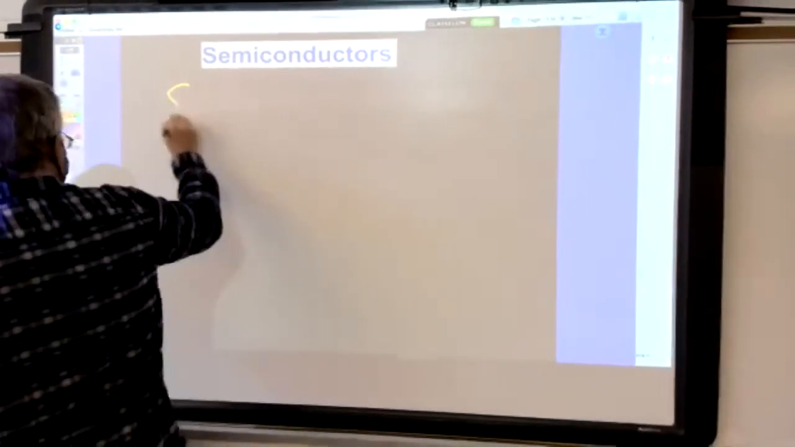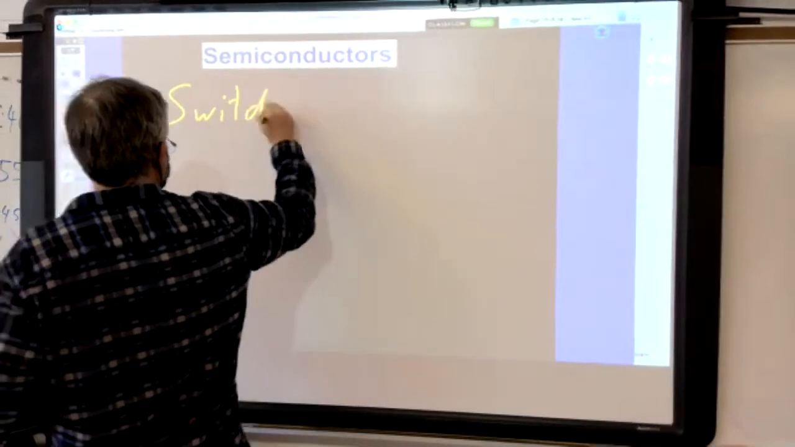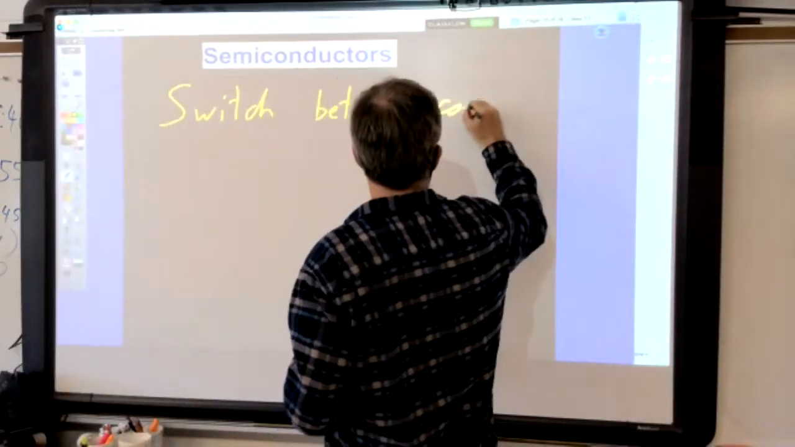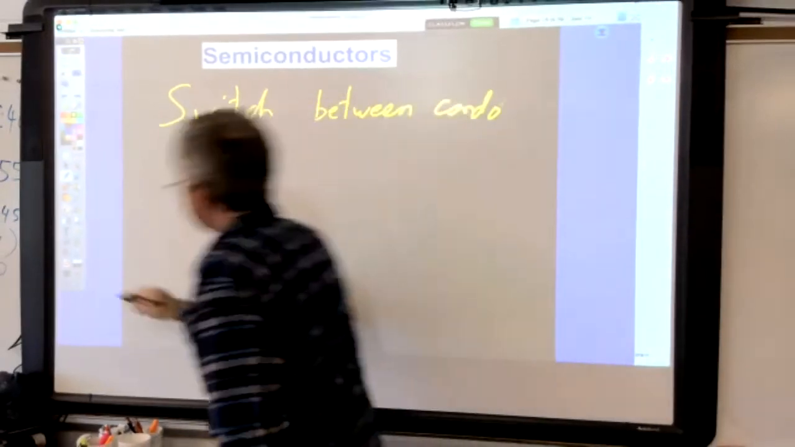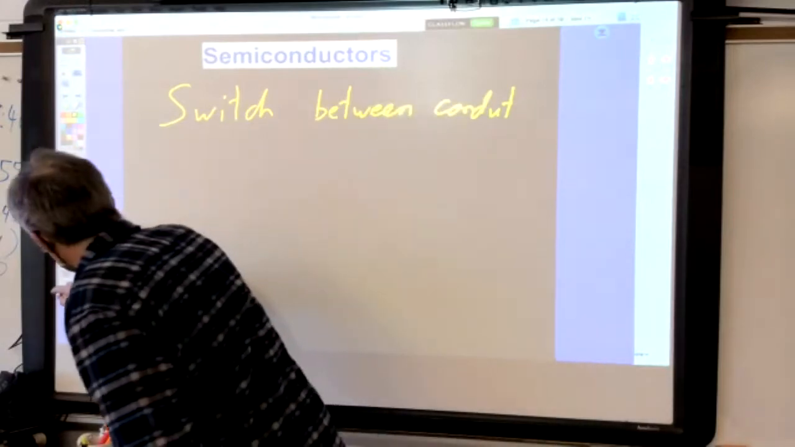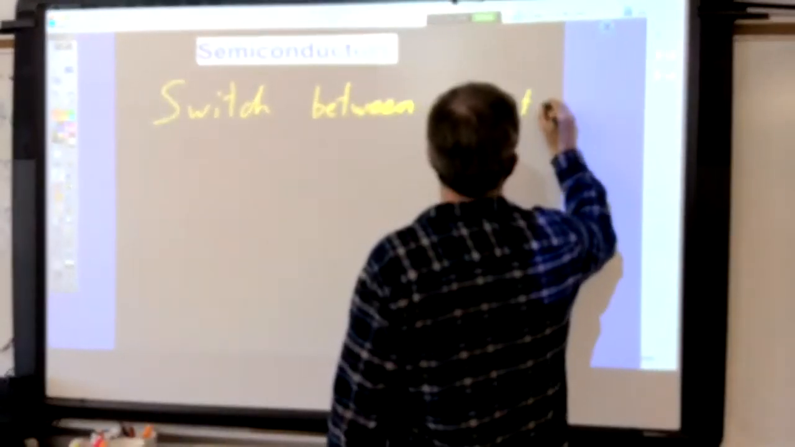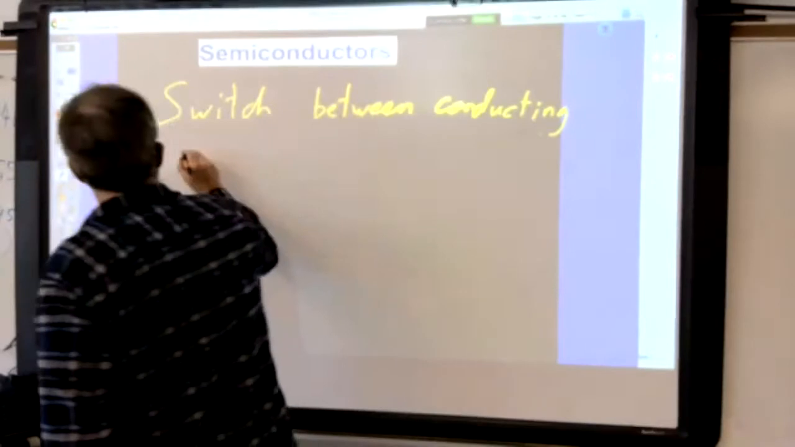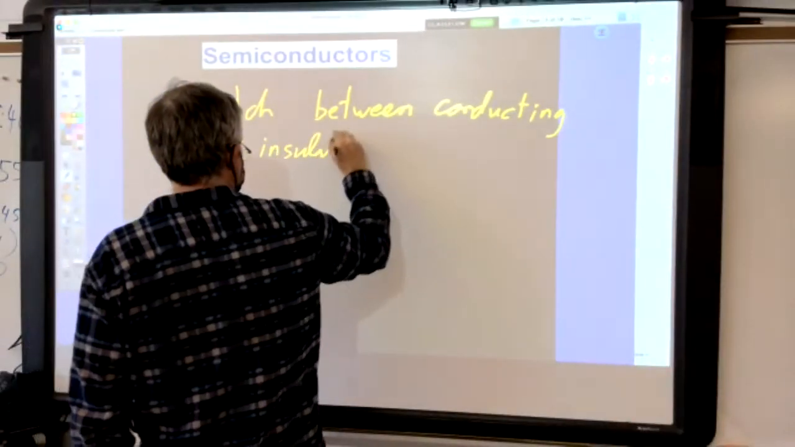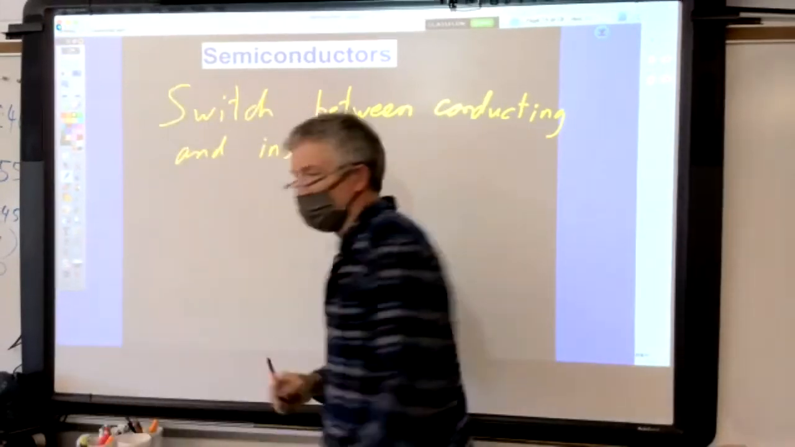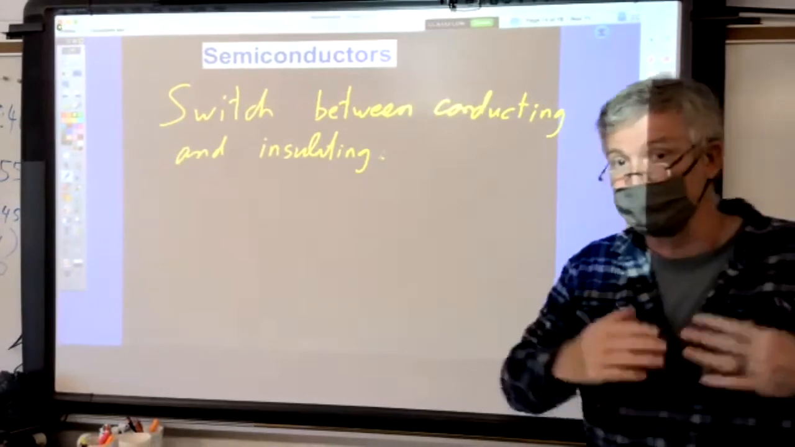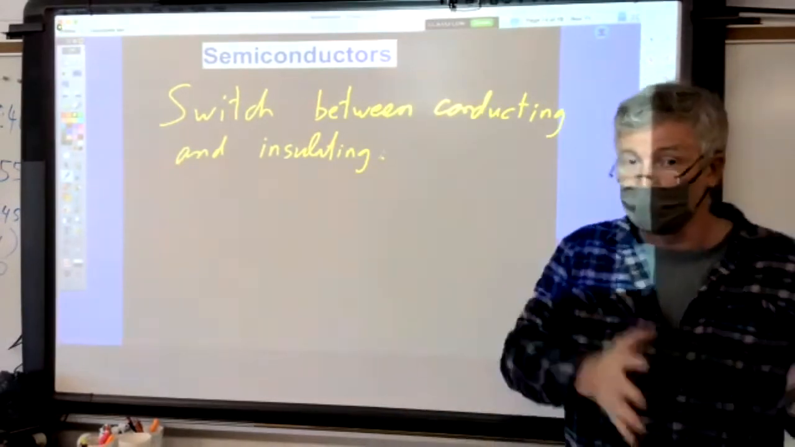So semiconductors switch between conducting and insulating. I can't spell today. So the point is they can switch back and forth. A semiconductor can switch between being on, 1, or off, 0.